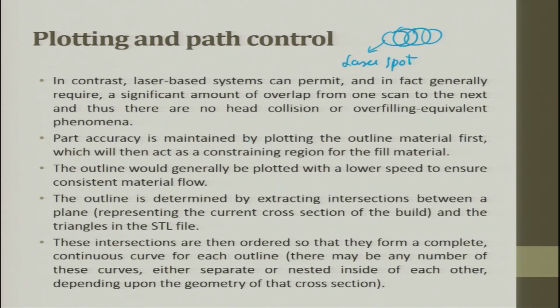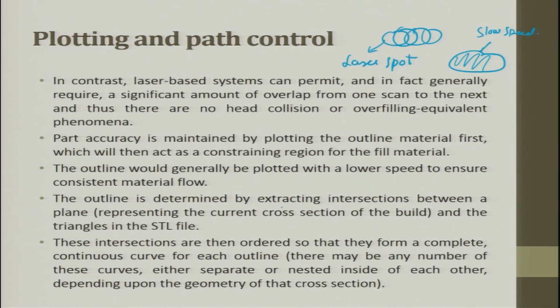Part accuracy is maintained by plotting the outline material first, which will then act as a constrained region for the filling material. So, external will be filled and then you go for internal. The outline would generally be plotted with a lower speed to ensure consistent material flow. So, this will be slow speed.